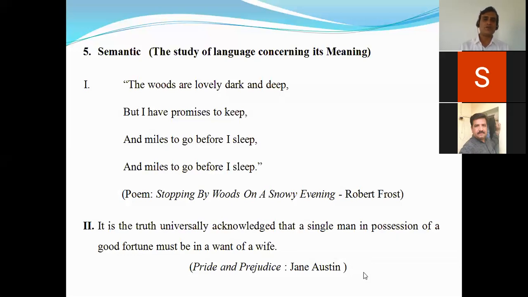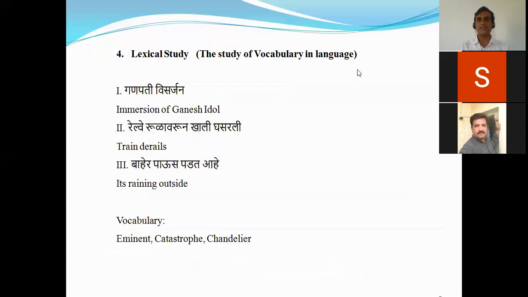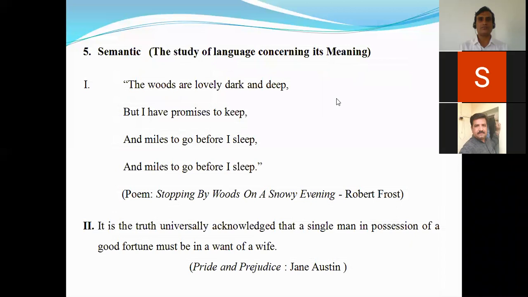I'm a little confused about the beginning of the novel. So please help me and tell me what can be the meaning of this beginning line in the novel. Can anyone tell me? I repeat the line. It is a truth universally acknowledged that a single man in possession of a good fortune must be in want of a wife. What can be the meaning of this? Can anybody tell me?